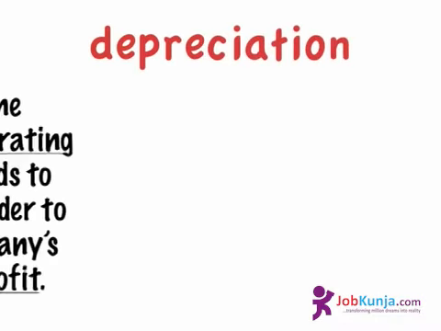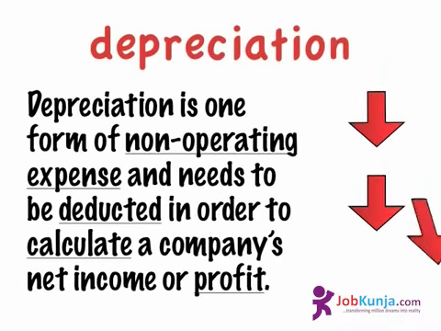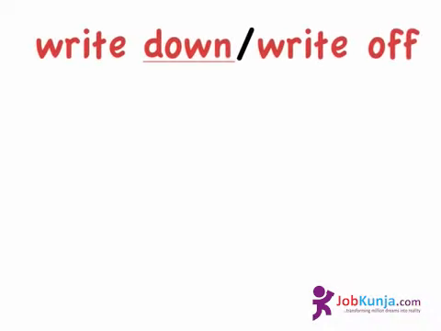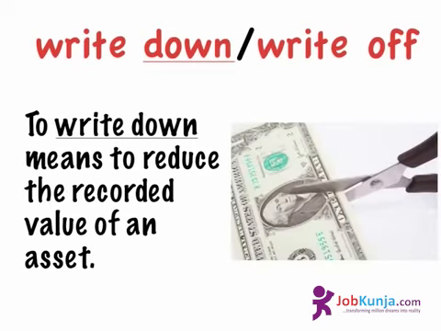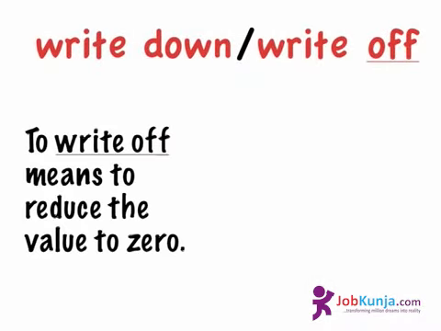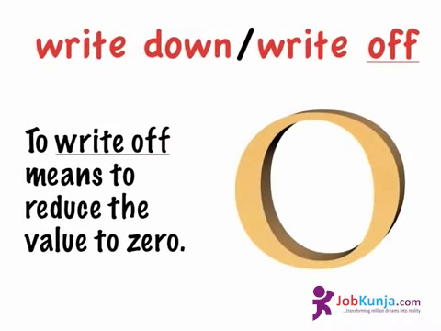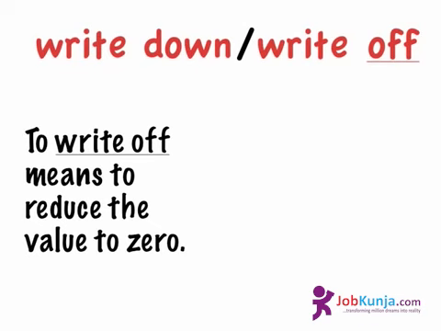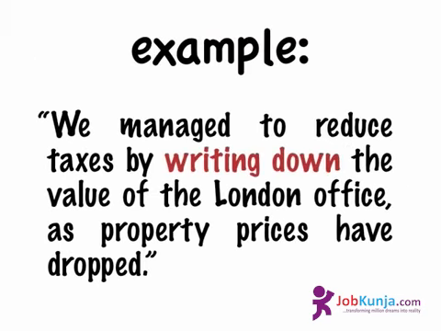Depreciation. This reduction in value, known as depreciation, is one important form of non-operating expense and needs to be deducted in order to calculate a company's net income. To write down. To write off. We can also use the expression to write down, meaning to reduce the recorded value of an asset, or to write off, meaning to reduce the value to zero. We managed to reduce taxes by writing down the London office as property values have dropped.